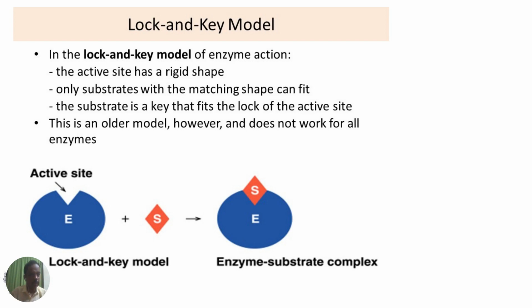So what is this lock and key mechanism? In the lock and key model of the enzyme action, the active site has a rigid shape. Only a substrate with a matching shape can fit, and the substrate is a key that fits the lock of the active site. This is an older model, however, and does not work for all enzymes.